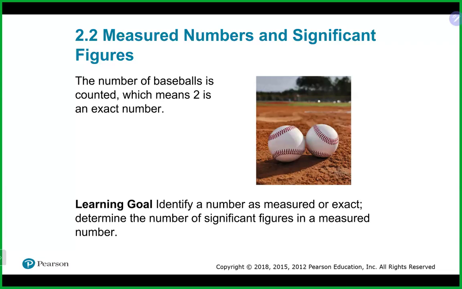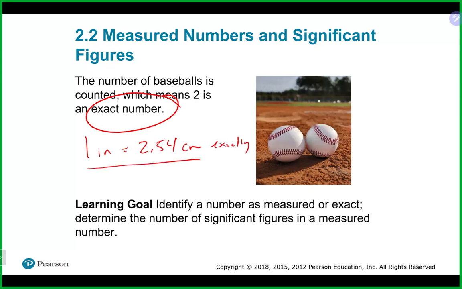There's another type of numbers which are known as exact numbers. Now, exact numbers are really one of two things. They are either definitions, like we just saw earlier, 1 inch is 2.54 centimeters exactly. So that is considered an exact number. The other way that we get exact numbers is something that we would just count.